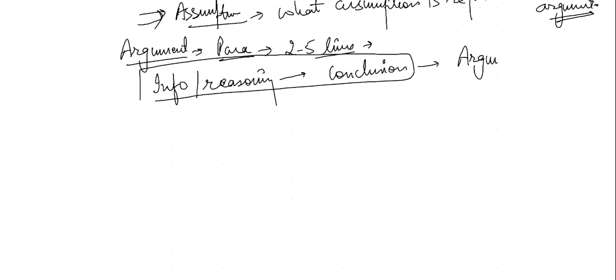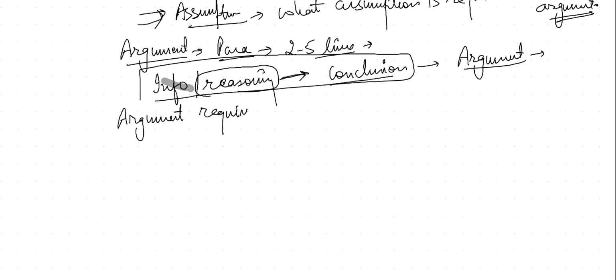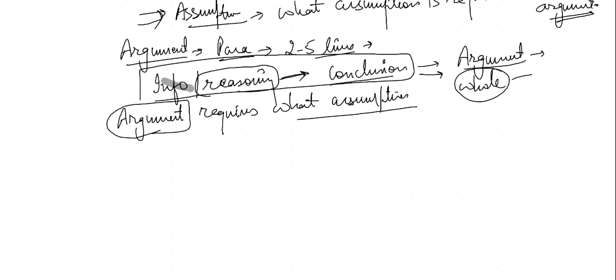Two people are discussing something, one person is making an argument. So that argument simply means this is the information, this is the basic premise, and based on this reasoning, we are making this conclusion. This entire thing is called argument. So if the question asks, the argument requires what assumption? We are talking about the entire argument, the whole paragraph. That's the first thing.